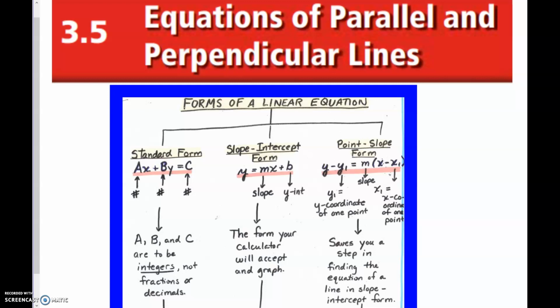Hello guys and welcome. Today we are going to be talking about equations of parallel and perpendicular lines. So this is a big algebra lesson.